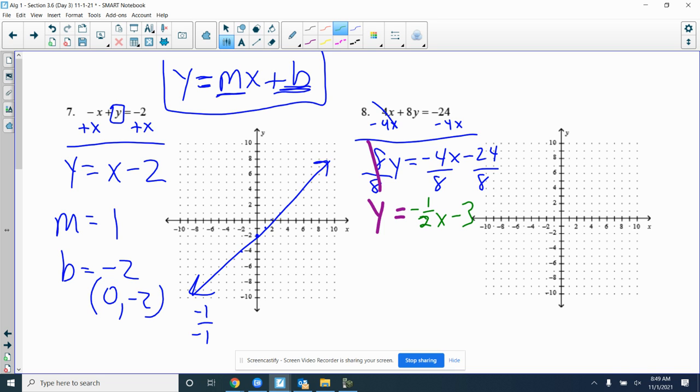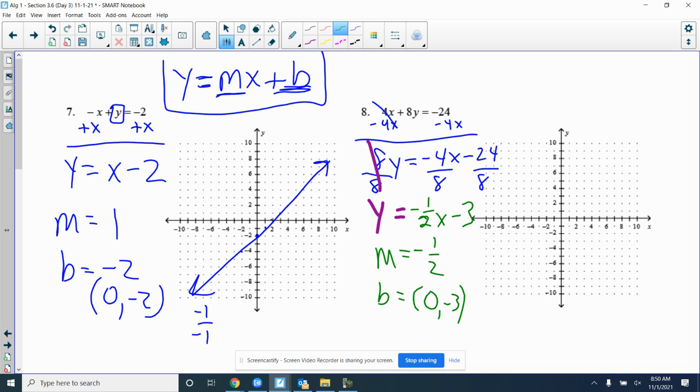-3. Okay, how do I graph this line? What do I start with? The slope, which is what? What's my slope? -1/2. And what's my y-intercept? -3. Okay, let's put it as a point. 0, -3, right?